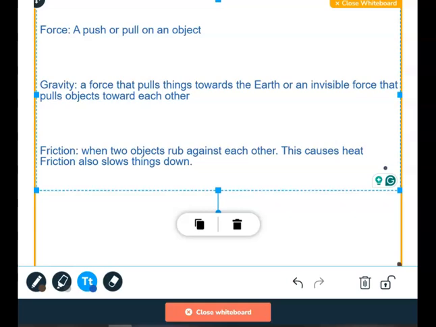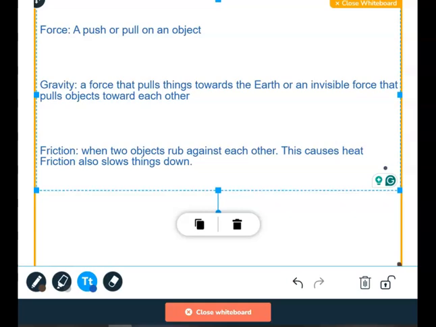But friction also slows things down. Sometimes, Lily, sometimes you want there to be friction. You don't want an oil in the way. And that would be like your brake pads, right? You have the rotors, you have the brake pads. They squeeze together, they cause a lot of friction, and it causes your car to slow down.